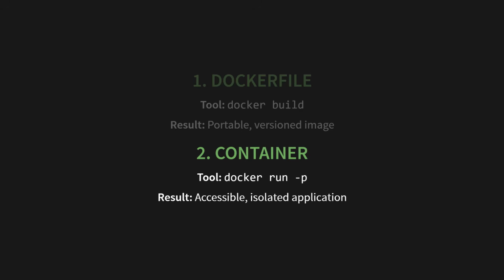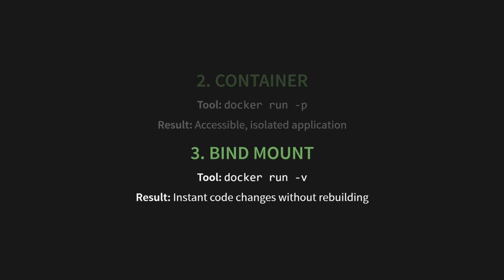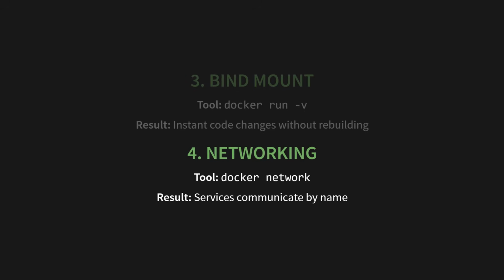Then you created a bind mount. With the docker run -v command, you achieved instant code changes without rebuilding. That's your high-speed development loop. After that, networking. You used the docker network tool, and the result? Your services can now communicate by name.